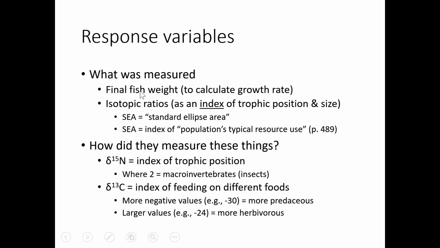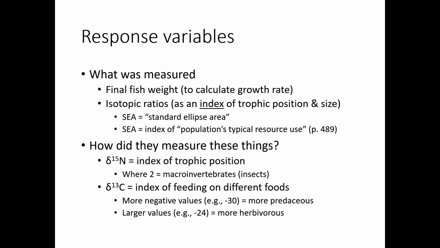First of all, what did they measure? They measured final fish weight. All the fish started out at about the same weight, and so they are just calculating the final, they measure the final mass. That allows them to calculate growth rate. How big did these fish get during a certain period of time?